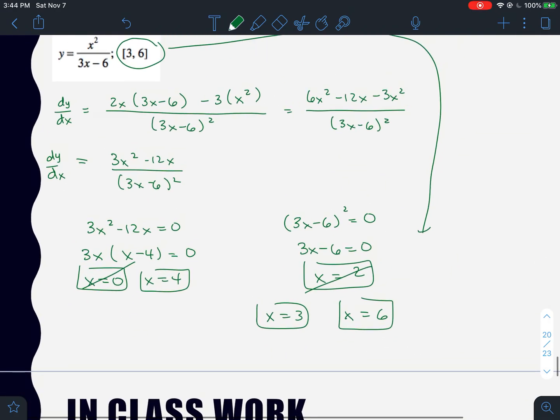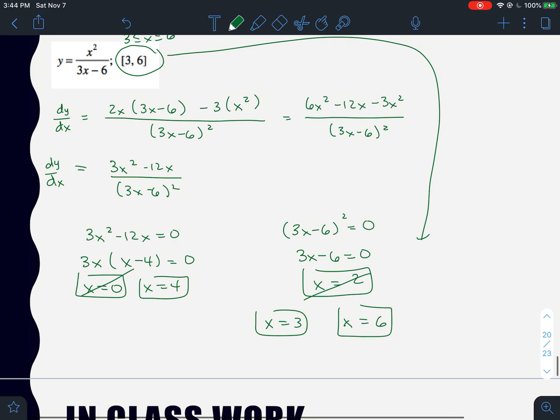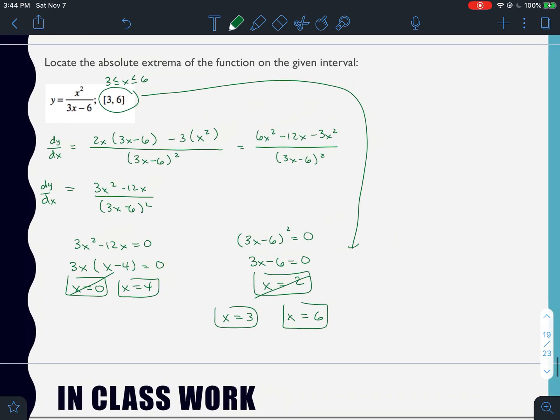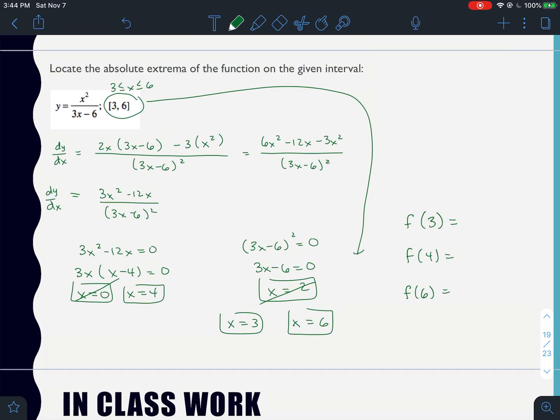I'm not sure if I checked up here. I wanted to be between -4 and 1, and we were good. All of those worked. Okay. So I'm not going to use 0 or 2 because they weren't on the interval that we wanted. We wanted 3 less than or equal to x less than or equal to 6. So I'm going to use 3, 4, and 6. I'm going to take those and plug them back into the original function. So I'm going to test out 3, I'm going to test out 4, and I'm going to test out 6.